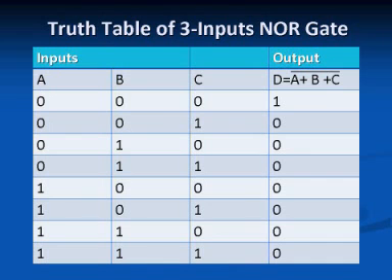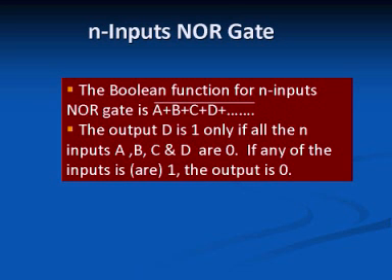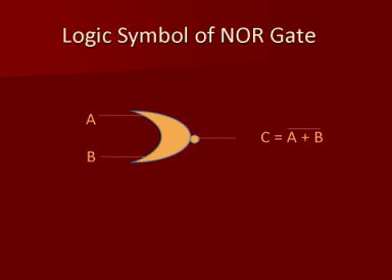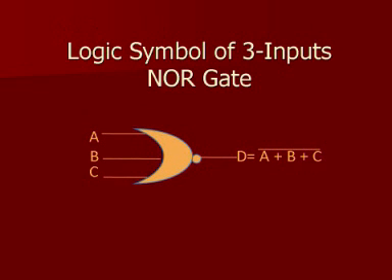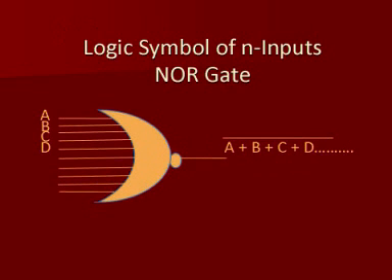The idea of 2 and 3 inputs, as we understood earlier, can be extended to more inputs, say n inputs. The Boolean function for n inputs NOR gate will be (a plus b plus c plus d and so on) whole bar. The output d will be 1 only if all the n inputs a, b, c and d etc. are 0. If any of the inputs is 1, the output is 0.